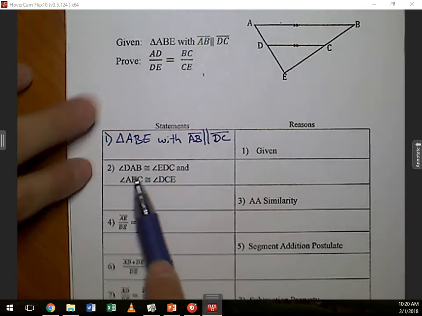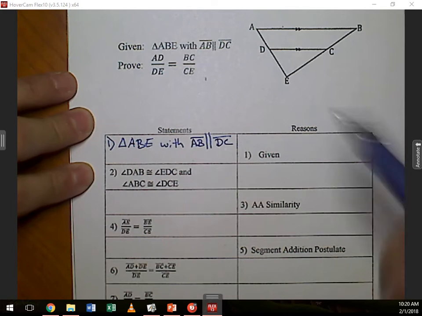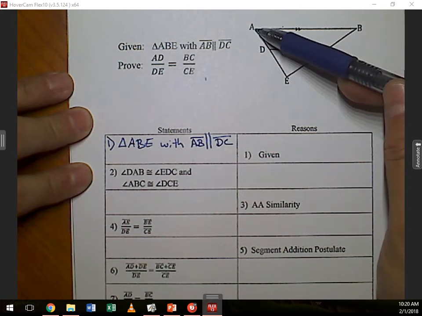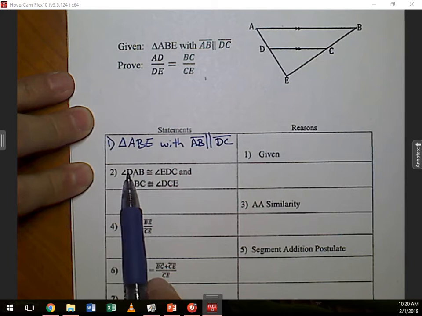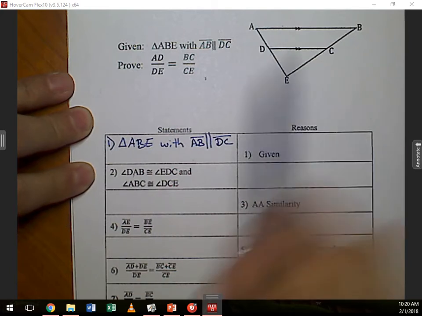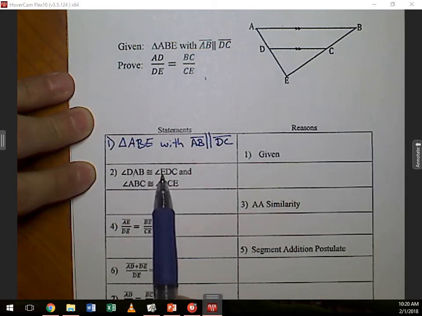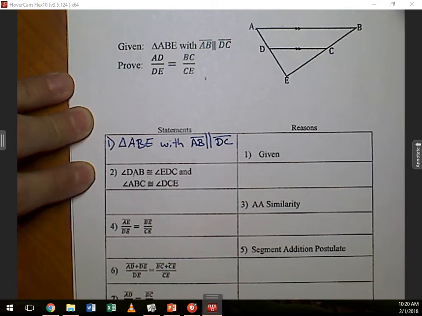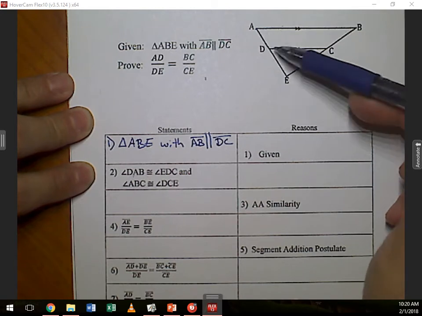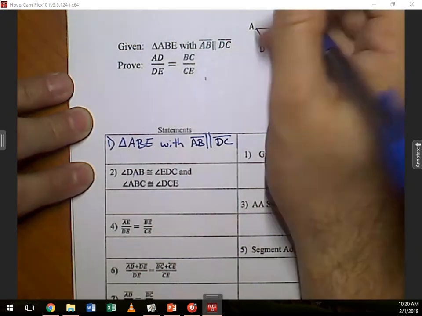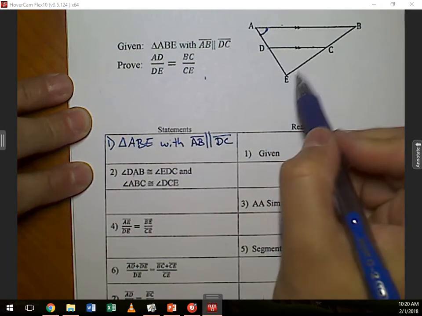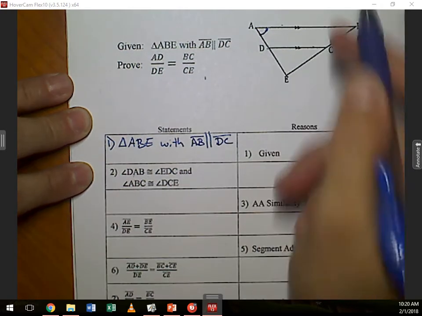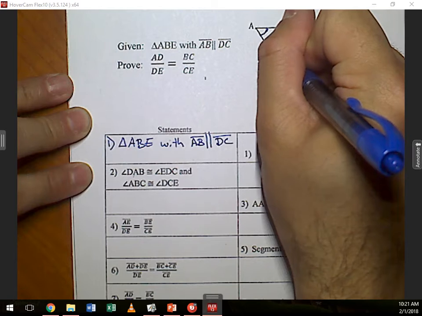So right here it says DAB. That's this angle right here, so it's angle A between D and B. So DAB is congruent to EDC. This angle right here is going to be congruent to EDC, this one right here.